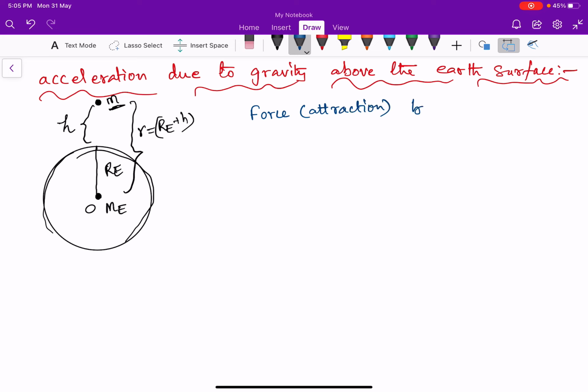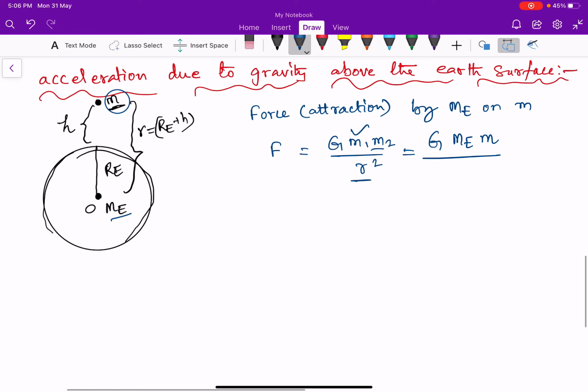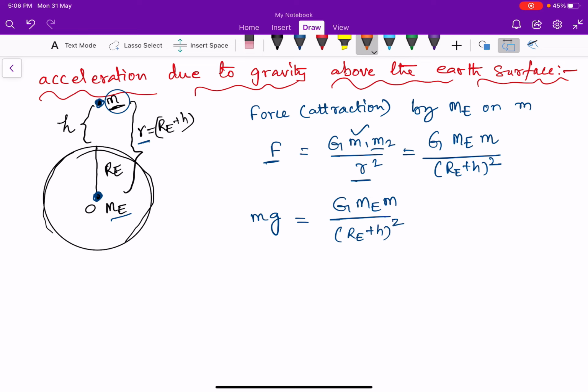Now the attraction force by Me on small m is given by force F equal to G m1 m2 by r square. Here m1 is nothing but the mass of the earth, Me, and m2 is nothing but the mass of the particle, m, divided by the distance between this mass and this mass, which is r, and r is nothing but Re plus h whole square. Okay, we know that force is equal to m into g is equal to G Me m by Re plus h whole square. So here this m gets cancelled. This is the acceleration due to gravity at height h above the surface of earth.